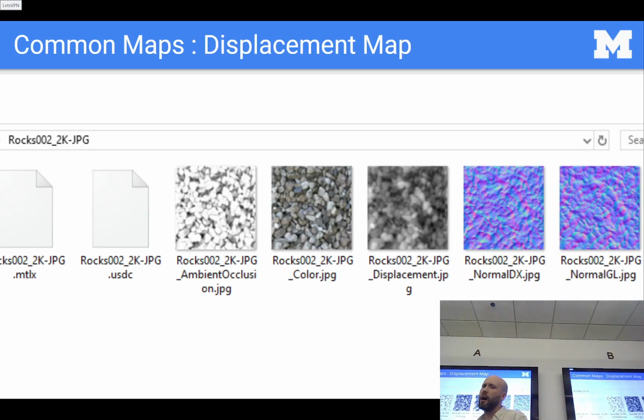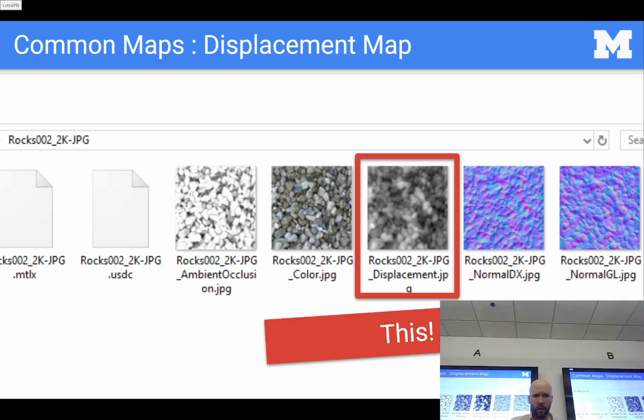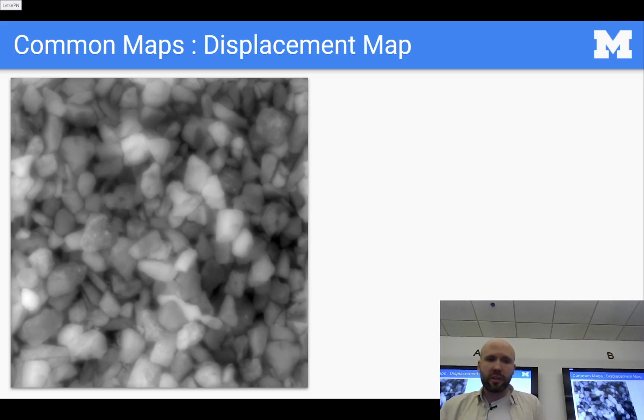So let's look at some of the other textures that we were given, okay? Here we go. This is called a displacement texture, okay? Displacement right here, right in the name. Okay, and it looks like this. I think it looks kind of beautiful. It looks like kind of a watercolor painting.